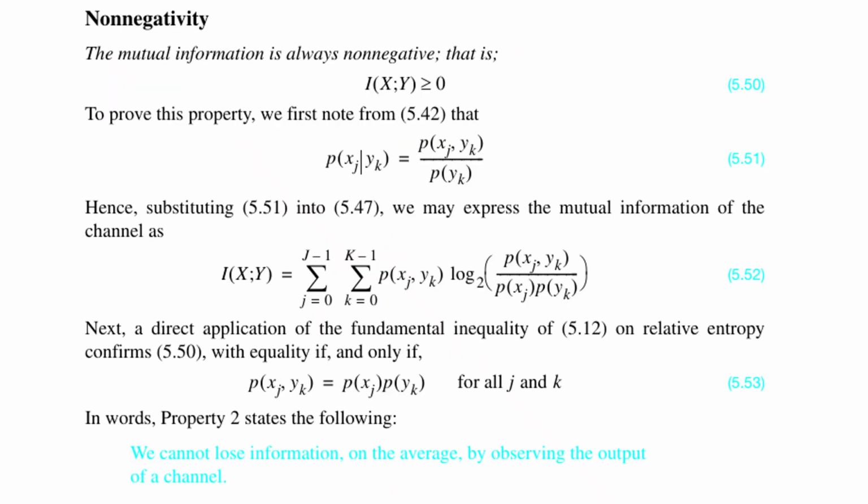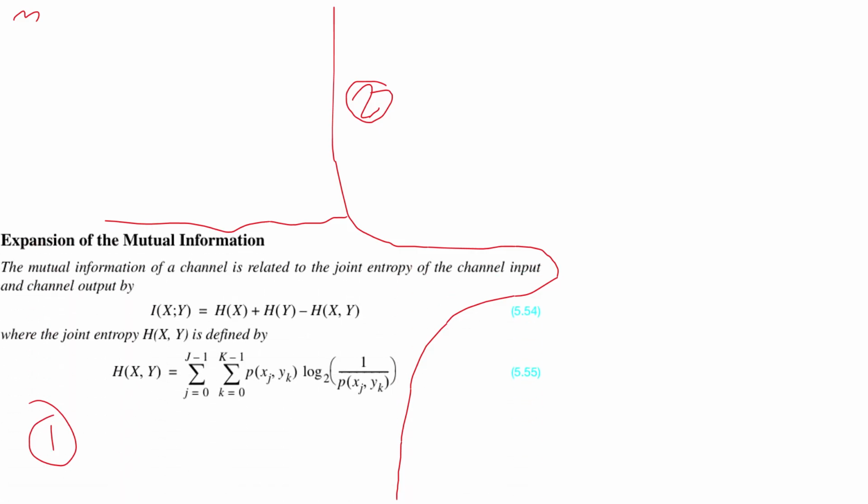Similarly, non-negativity, that will tell you that mutual information can never be a negative value; at minimum it will be zero, right? Means we cannot lose information on the average by observing the output of a channel, right? So this is the conclusion of this non-negativity.